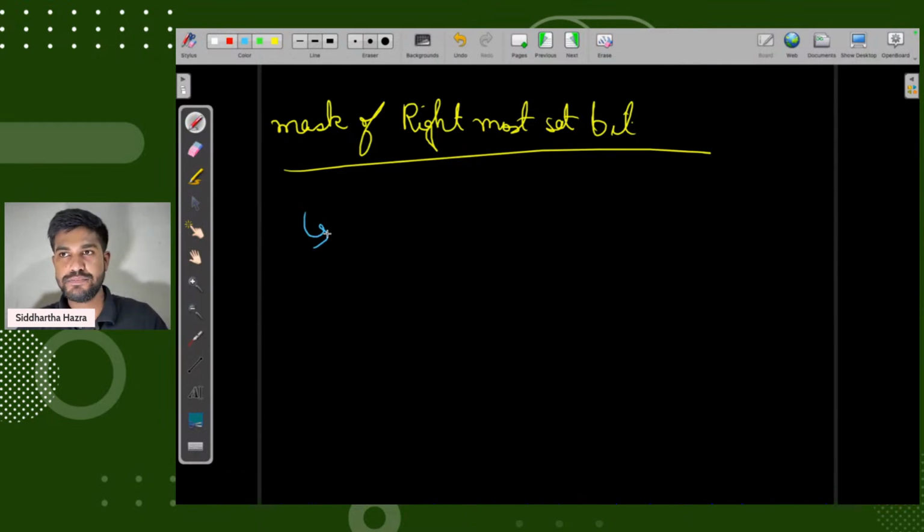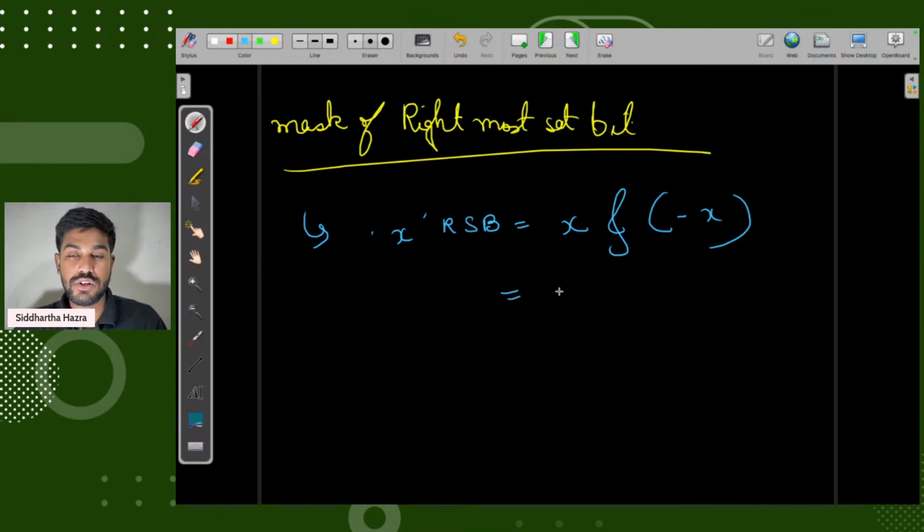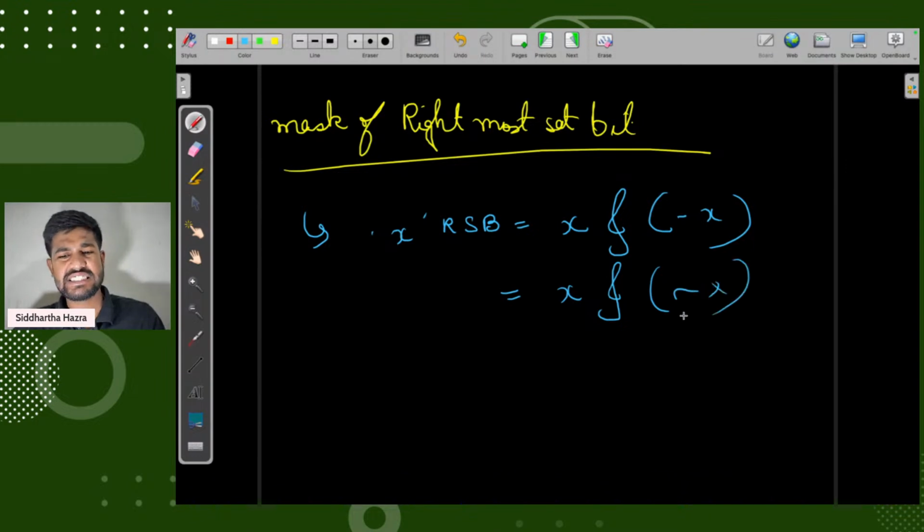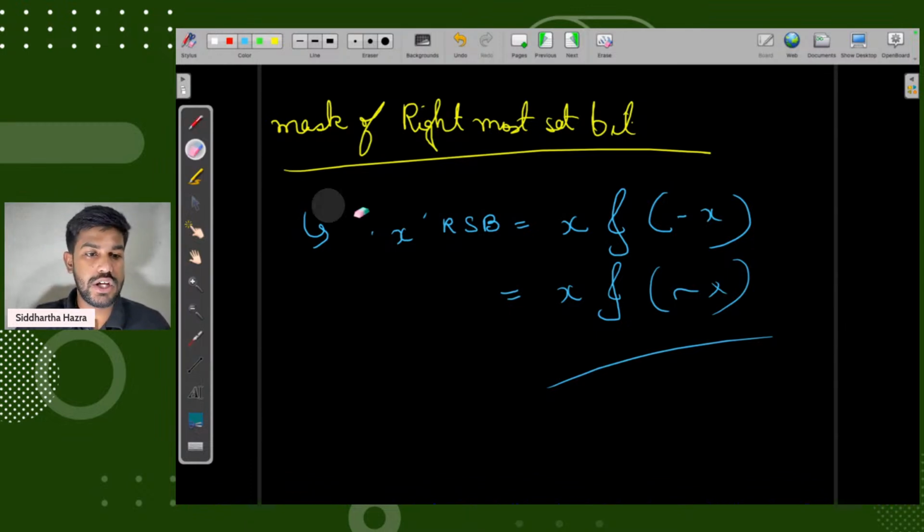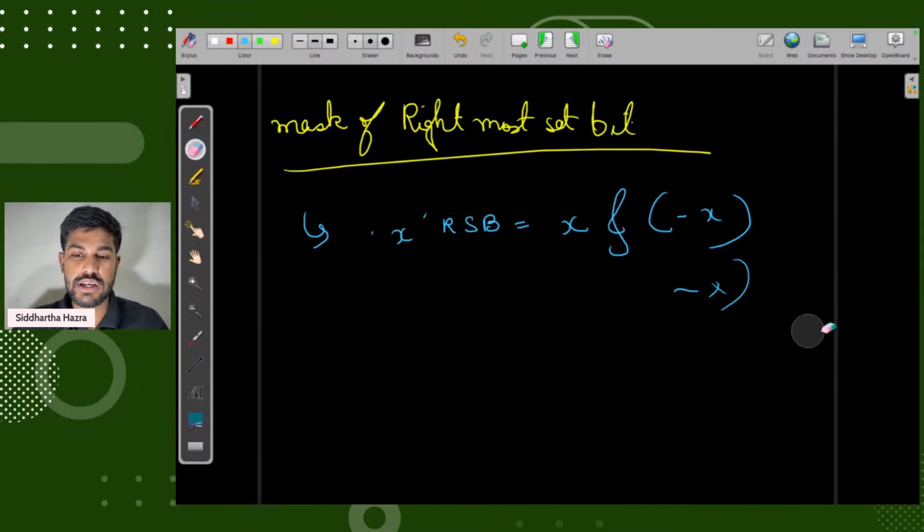So you can read about it, that mask of rightmost set bit, that is x's RSB, rightmost set bit, is nothing but x and minus x. Okay, or you can say that x and 2's complement of x. Okay, tilde x thing. Okay, fair enough. So this was the thing. So now we would simply do this. Okay.